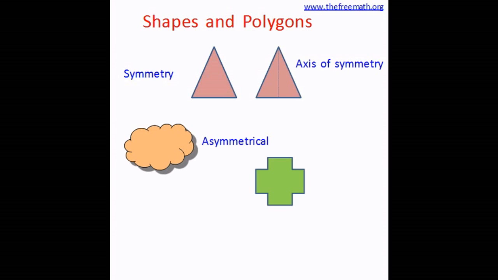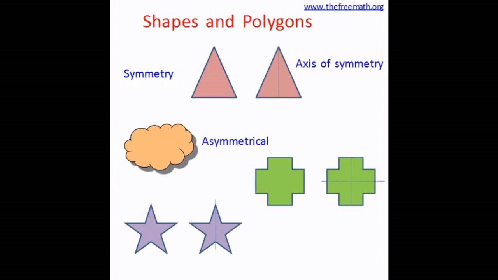Now here is one more picture. Now can I fold this? Yes, but in this case I can fold this vertically or I can fold it horizontally also to make the parts fit on each other. So what I learn here is that I can have more than one axis of symmetry. Now here in case of the star, again I see I have one axis of symmetry, which is a vertical line.